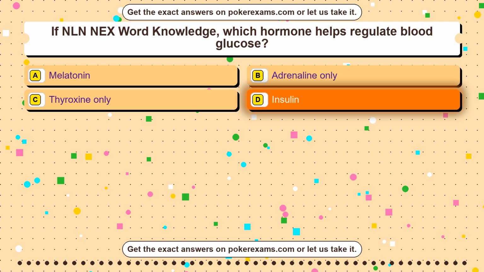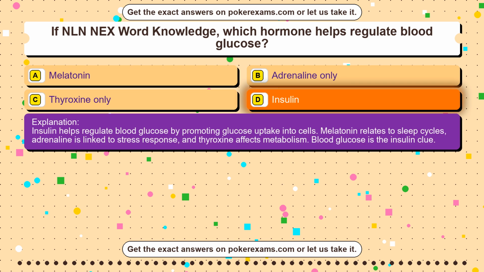Insulin. Insulin helps regulate blood glucose by promoting glucose uptake into cells. Melatonin relates to sleep cycles, adrenaline is linked to stress response, and thyroxine affects metabolism. Blood glucose is the insulin clue.